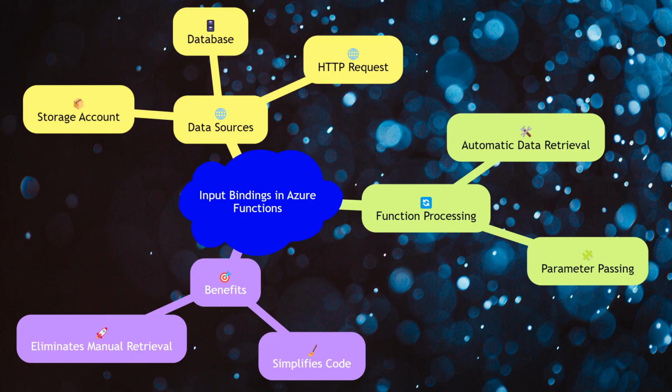Input bindings in Azure Functions allow data to be passed into the function from an external source. This can be data from a storage account, a database, or even an HTTP request. The function can then process this data as needed. For example, an input binding can automatically retrieve a blob from Azure Blob Storage and pass it to the function as a parameter. This eliminates the need for manual data retrieval and simplifies the code.